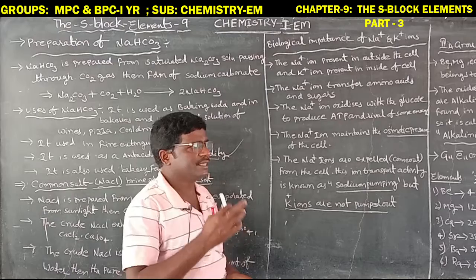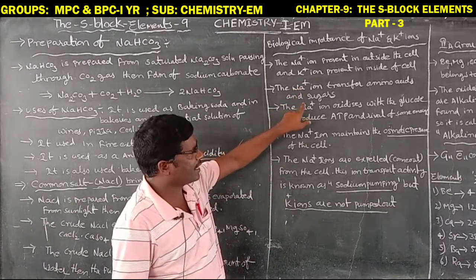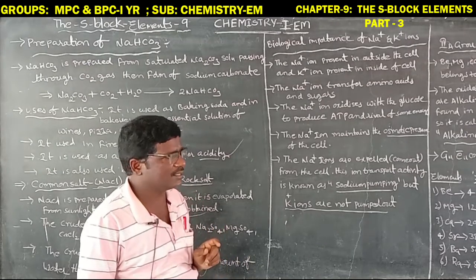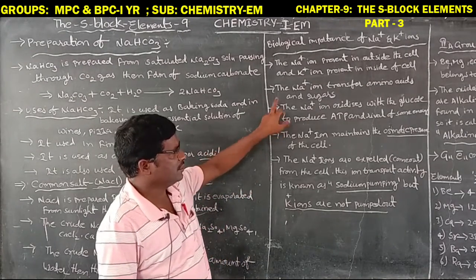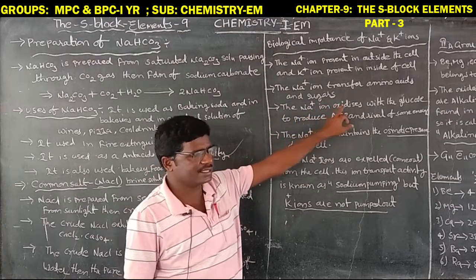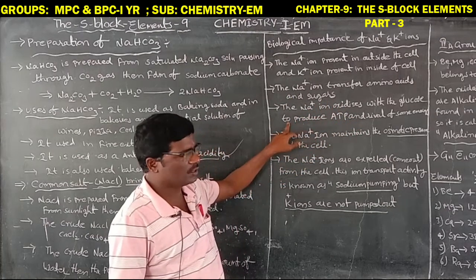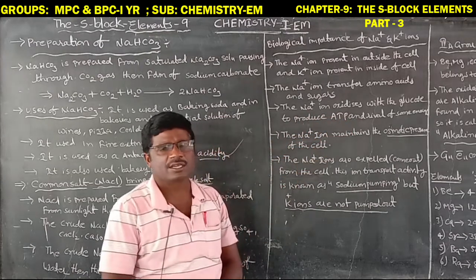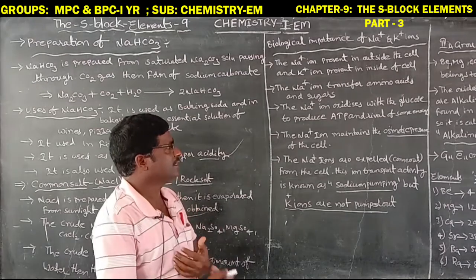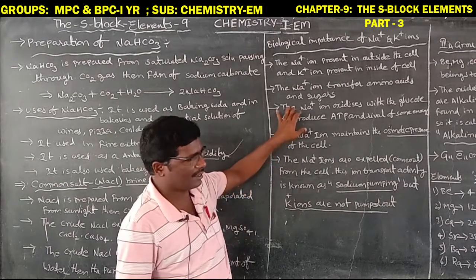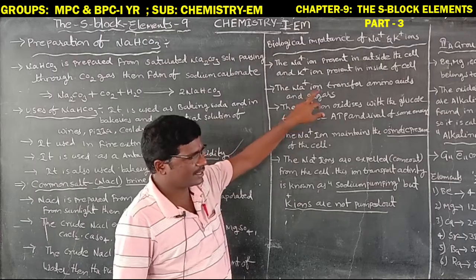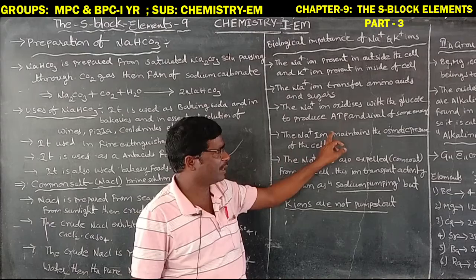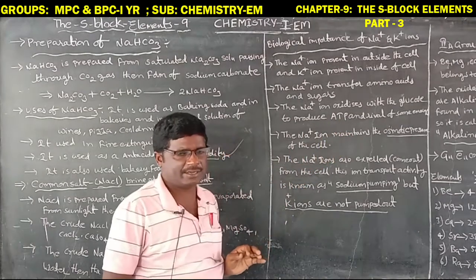Next one, the Na+ ion assists the transfer of amino acids and sugars. Next one, the Na+ ion oxidizes with the glucose to produce adenosine triphosphate and release some energy. That is the importance of the Na+ ion.